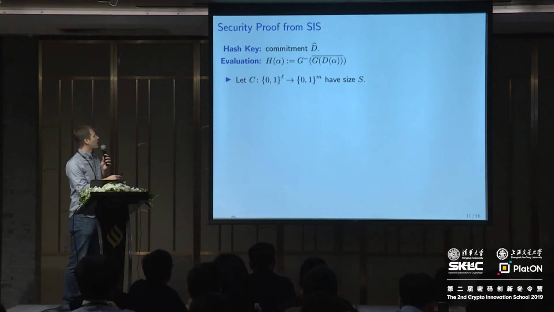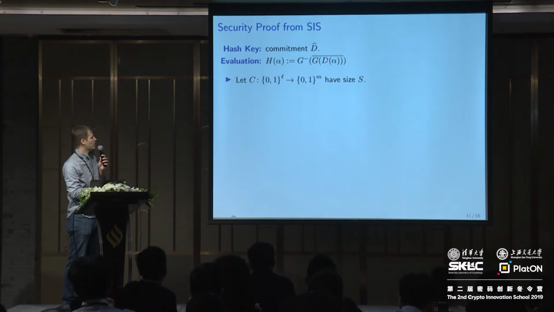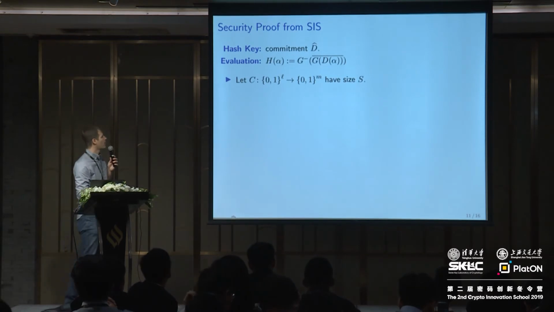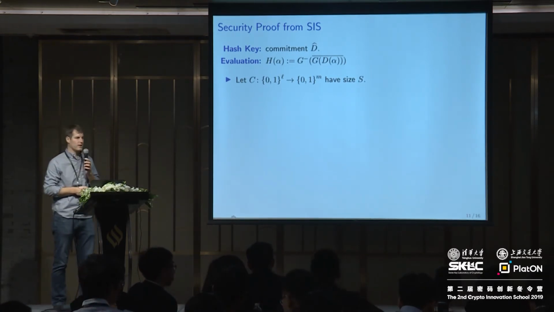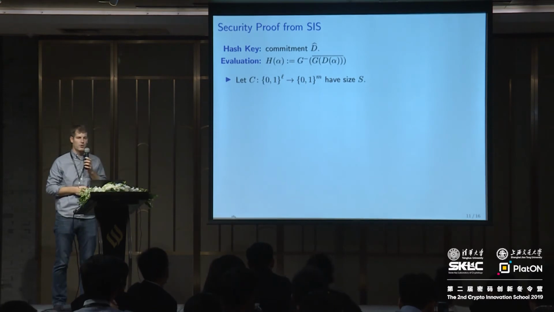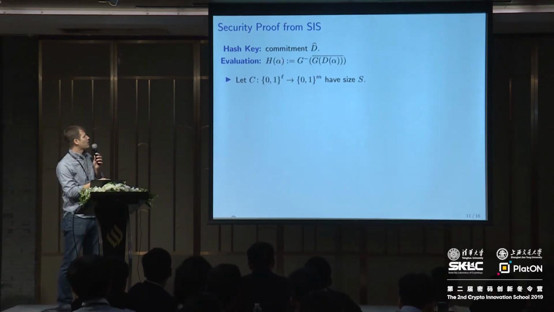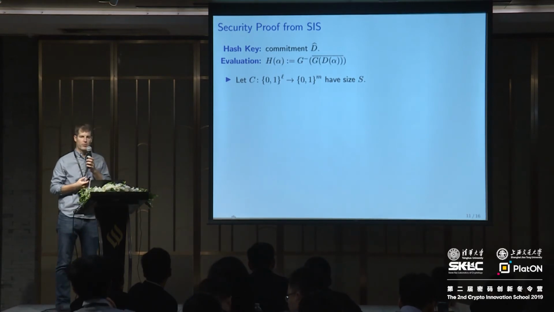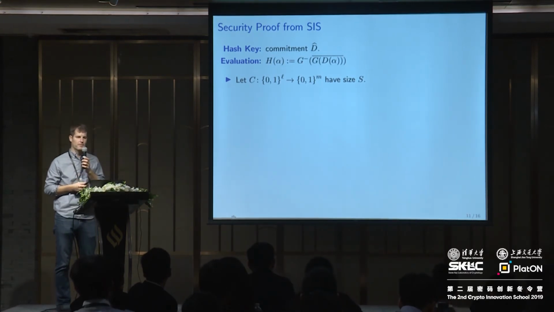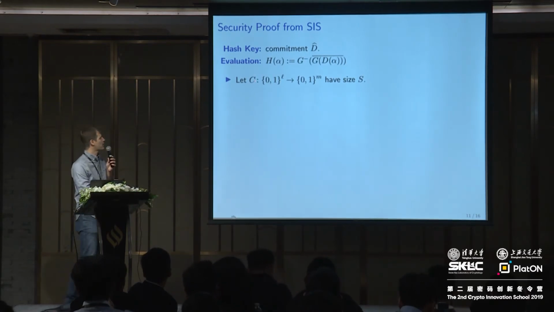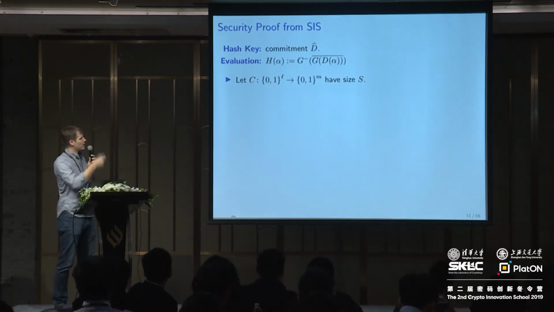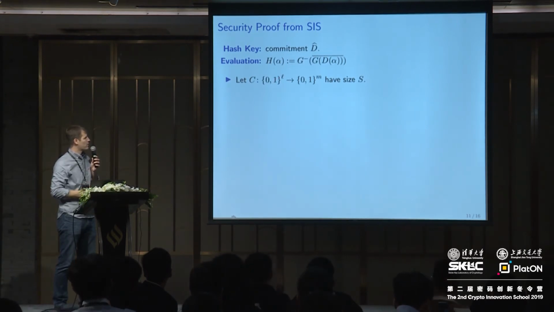Again, recalling that the hash key is a commitment to the dummy circuit, and then this is the evaluation in one line: we apply D of alpha, we apply g, we inertify, and then we get the bit string out of that. So what we have to show is that it is difficult for the cheating prover to find an input alpha such that h of alpha equals C of alpha, for any circuit C of bounded size. Let's consider a circuit of bounded size S that maps L-bit strings to M-bit strings.